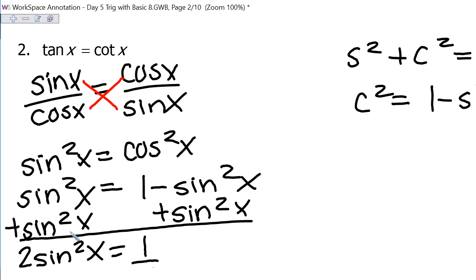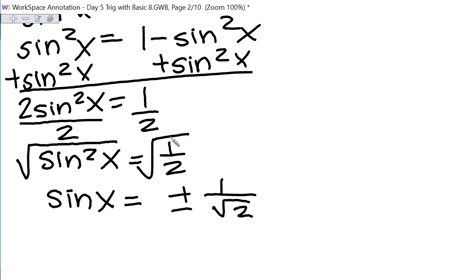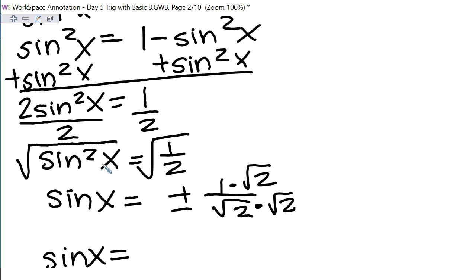Plus or minus. So this would be sine of x is equal to plus or minus square root of fraction. So square root of 1, the answer is 1. Square root of 2, I'm going to leave it as square root of 2. But we need to rationalize that so it looks like our unit circle value. And when we rationalize that, we get sine of x equals plus or minus square root of 2 over 2. So now we are ready to write our answers.